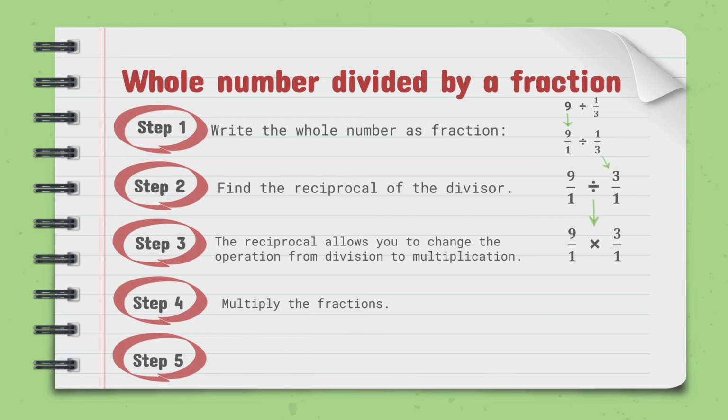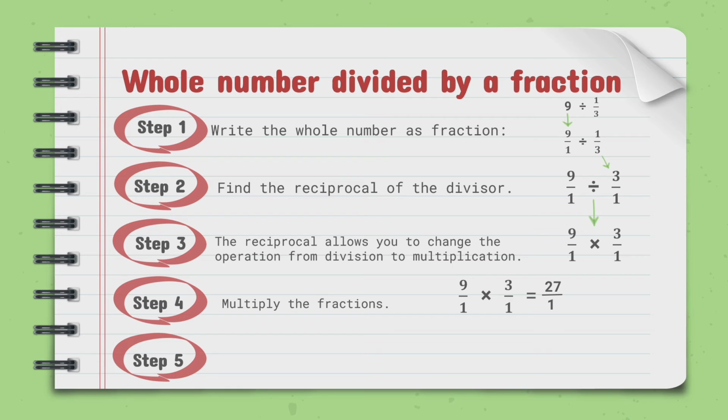Step 4, multiply the fractions. So from 9 over 1 times 3 over 1. Again, the rule in multiplication of fractions is numerator to numerator and then denominator to denominator. Just a quick recap. So 9 times 3, the answer is 27. 1 times 1, of course, the answer is 1.